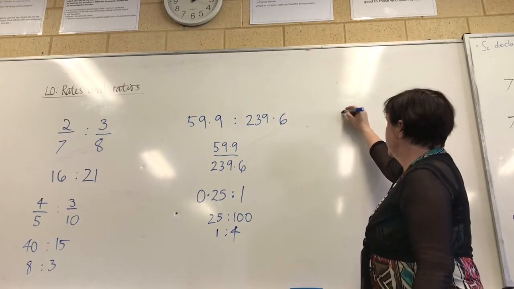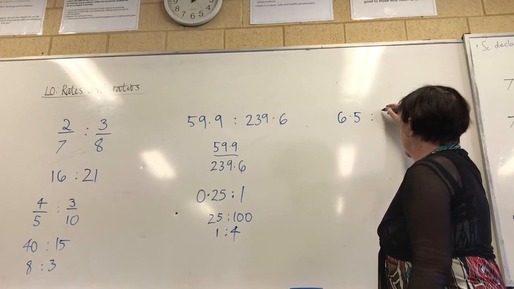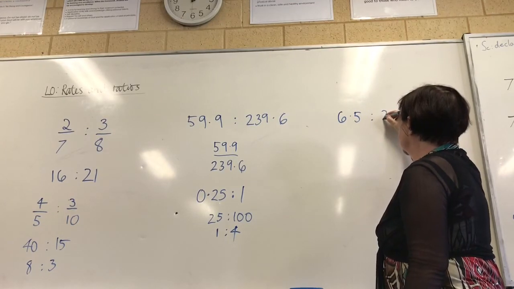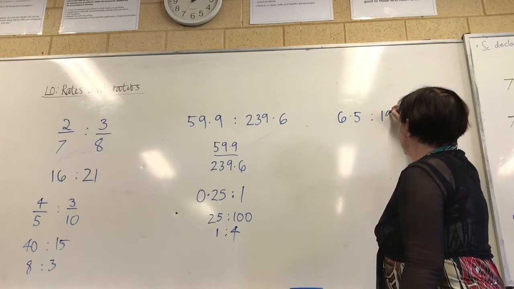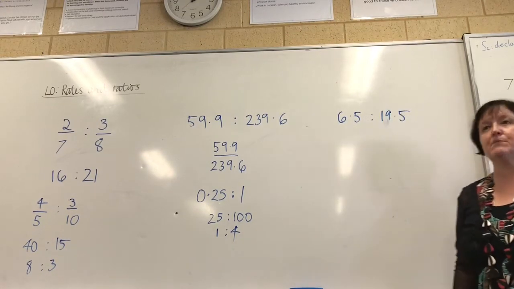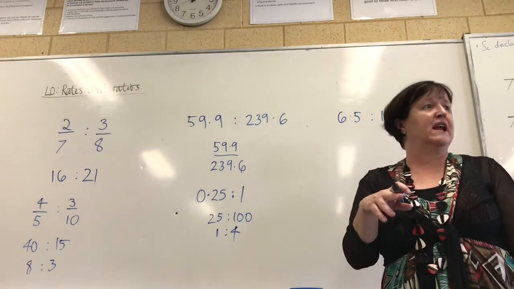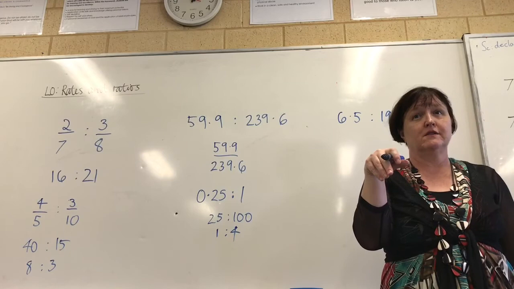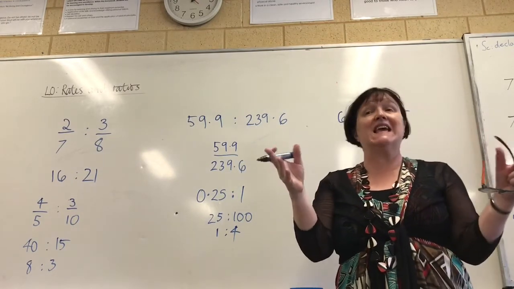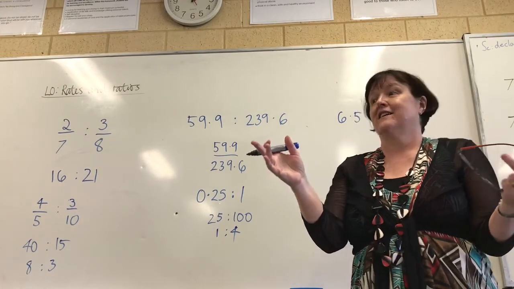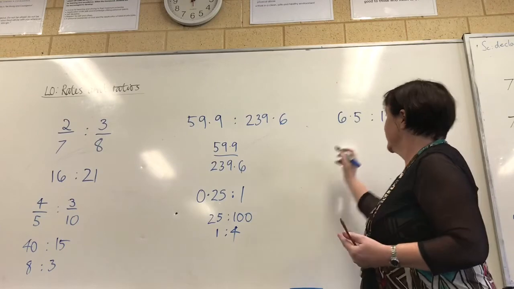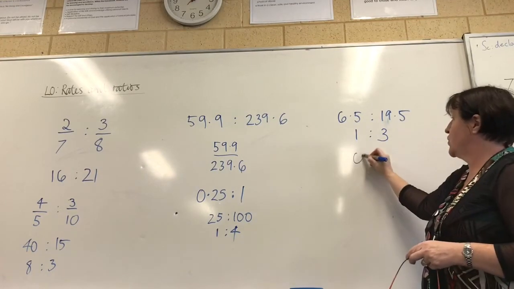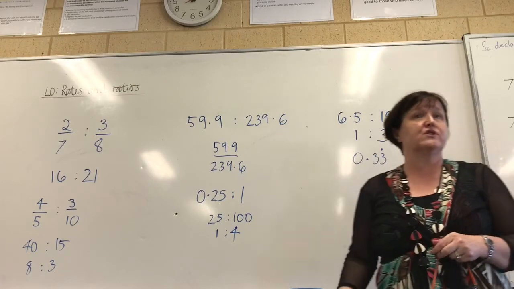Okay? So let's have a look at this one. 6.5 to 19.5. If you do that on your calculator, 6.5 divided by 19.5, what does it come to? 0.333. Yeah, 0.33333, which is what as a fraction? A third. So yeah, that's going to be 1 to 3, the ratio. But if it asked you to express it as a single decimal, you would express it as 0.33 and put your little dot on the top to show that it's recurring.